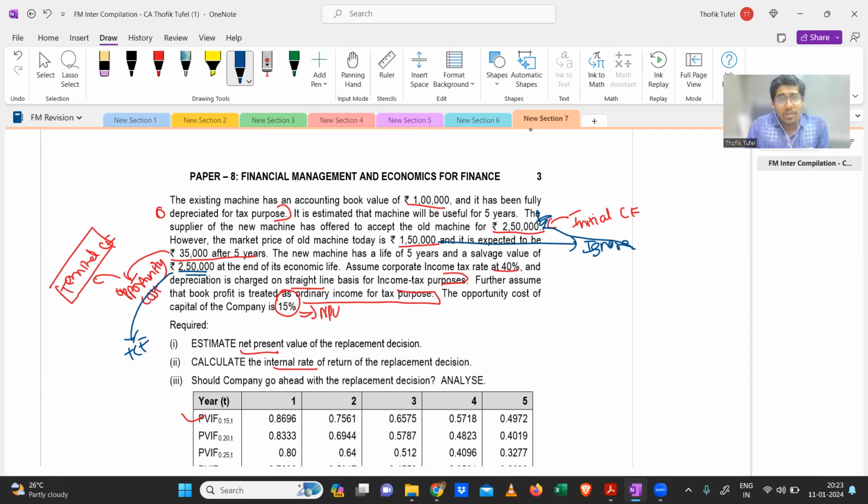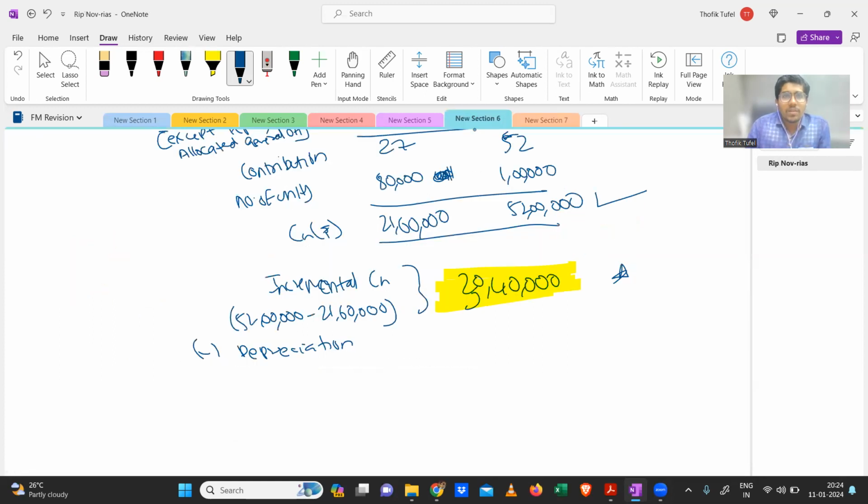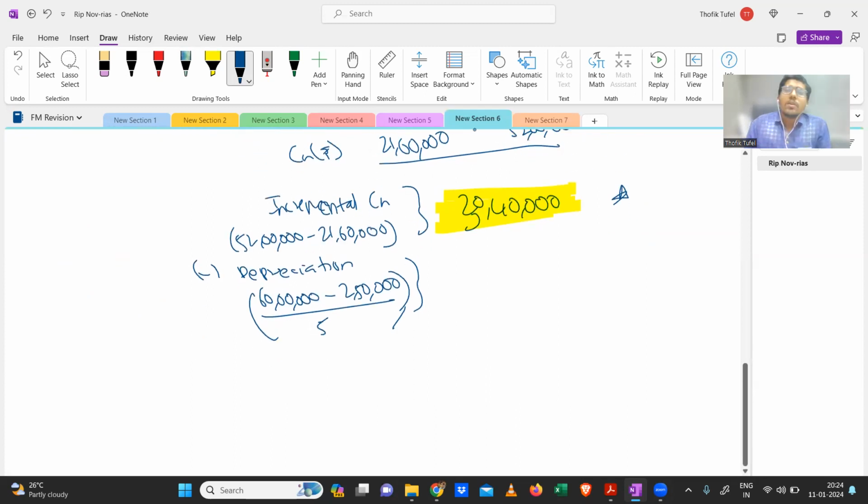If you see, depreciation is charged on straight line basis for income tax purposes. I said we have to take income tax depreciation, so it is straight line. It is 5 years, 2,50,000 is the scrap value, straight line method. So the cost of the machinery is 60 lakh minus 2,50,000 scrap value, divided by 5 years economic life. This is how you calculate depreciation, right? So what is my depreciation? It is 11 lakh 50,000.